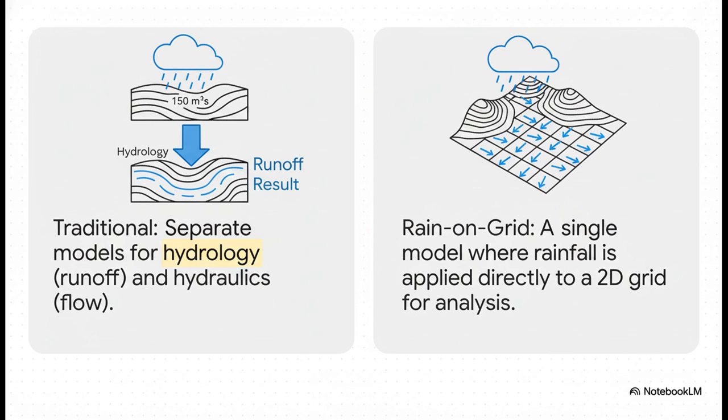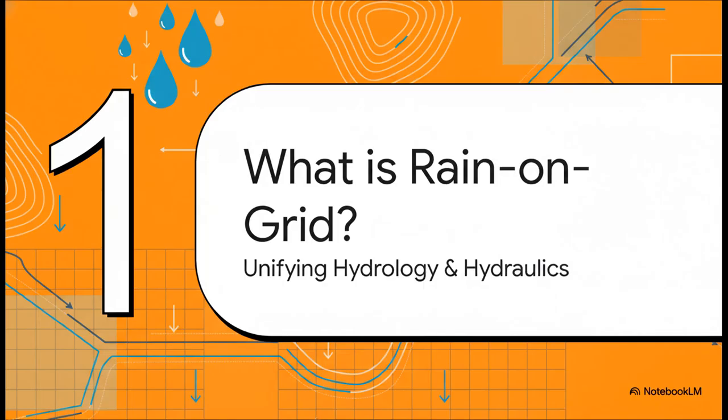But look at the right. This is rain on grid. Here, you just make it rain directly on a digital map of the terrain, and one single program does the whole shebang. It calculates the runoff and the flow all at once. It's a huge shift in thinking. So let's get into the nitty-gritty.